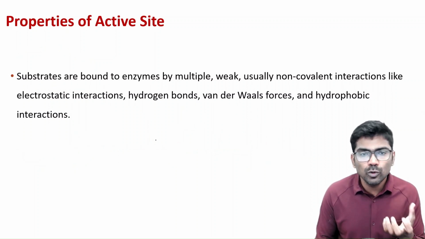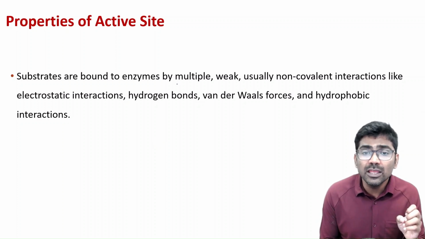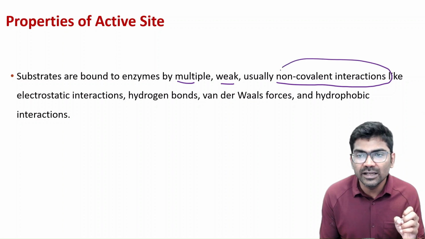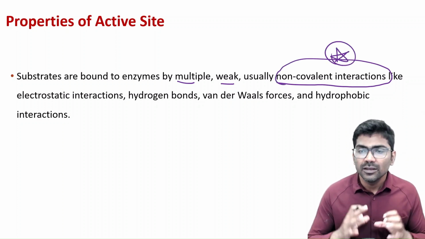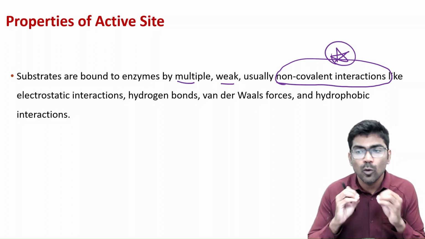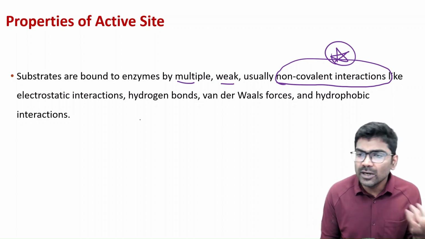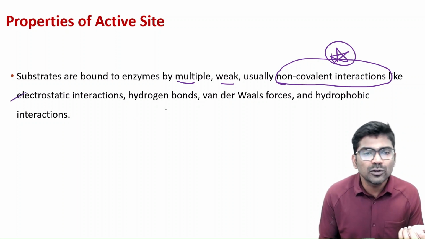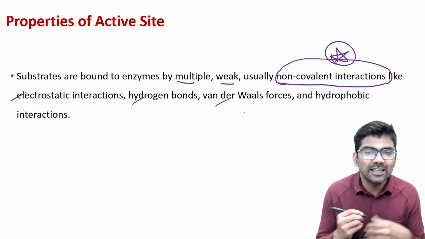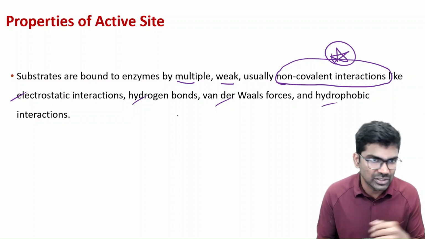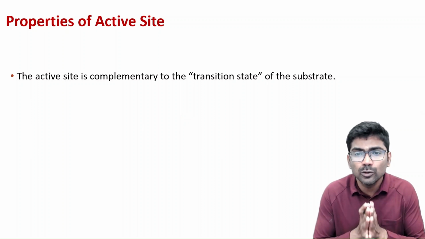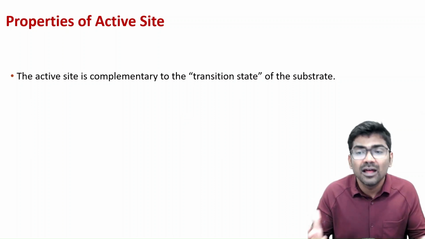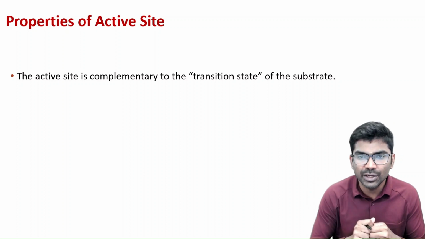Substrates are bound to enzymes in active site by multiple weak non-covalent interactions. Very, very important. The enzyme-substrate interaction is usually non-covalent interactions. What are those non-covalent interactions? Electrostatic interaction, hydrogen bonding, van der Waals forces and hydrophobic interactions. The active site is complementary to the transition state rather than the substrate.